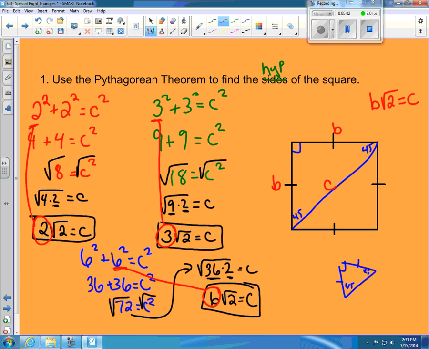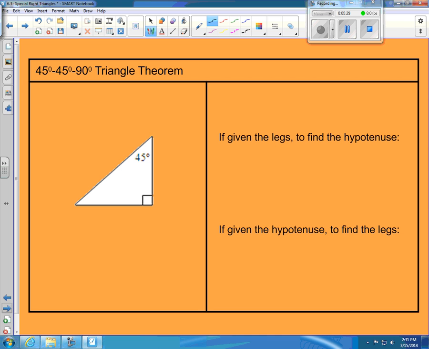Now if I want my side by itself, so b by itself, I would do that using the same idea here. I have b square root of 2 equals c. So I'm going to divide both sides by square root of 2 to get my b by itself. So my side is the hypotenuse divided by the square root of 2. So keep those two things in mind here as we go to our little chart.